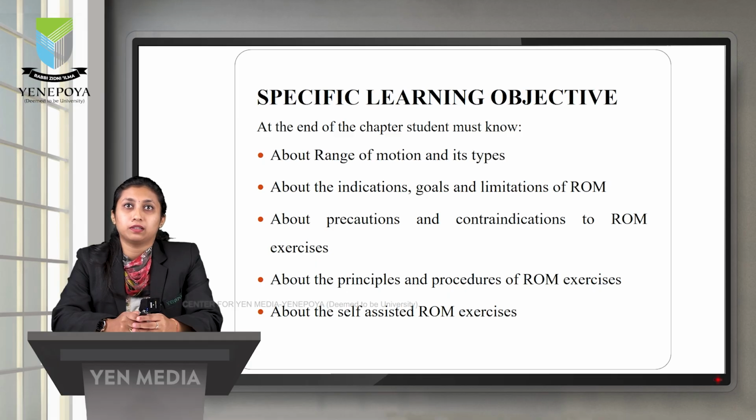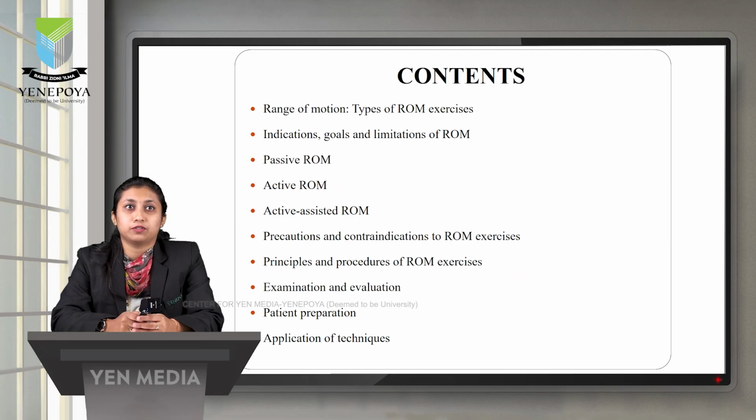Moving on to the specific learning objective. At the end of this chapter, students will know what range of motion is and its types, its indications, goals, limitations as well, and the precautions and contraindications to be taken before applying and while applying range of motion exercise, the principles and procedures of range of motion exercises, and lastly, self-assisted range of motion exercise. These are the contents of today's topic.